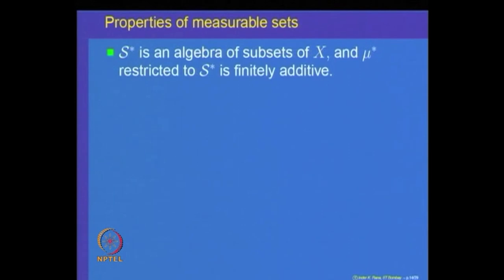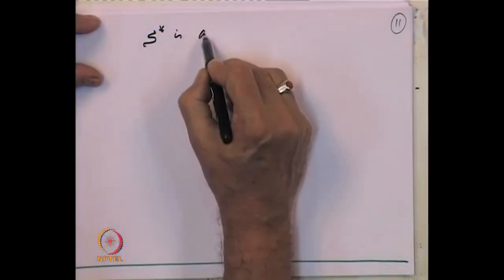Next, we want to check the property. The collection of all measurable sets includes the class of all subsets in the original algebra A, and we want to check now that it is an algebra of subsets of X. That means mu star restricted to S star is finitely additive. So, two things we want to check. One, S star is an algebra, and two, mu star restricted to S star is finitely additive. So, let us see what we have to check for this. First of all, we want to check that S star is an algebra.